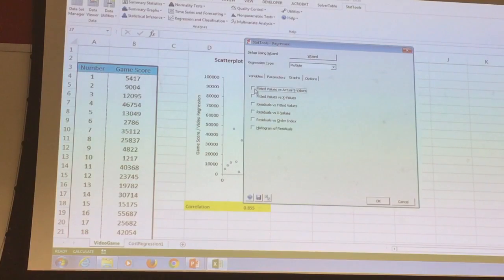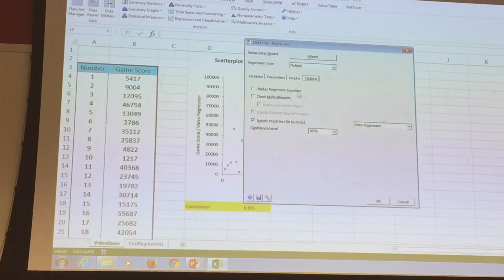So I'm going to do the fitted values versus the actual, and I'm going to do the residuals versus the fitted. The first one in the list, the third one in the list. I'm going to do those because I want to talk about those. Done here. Next tab, options.